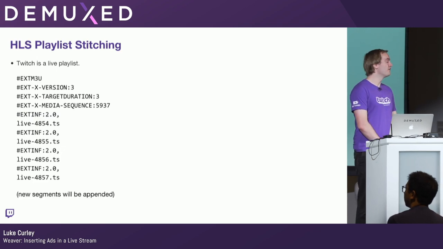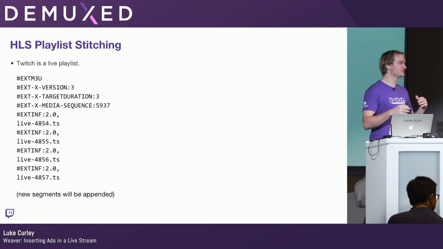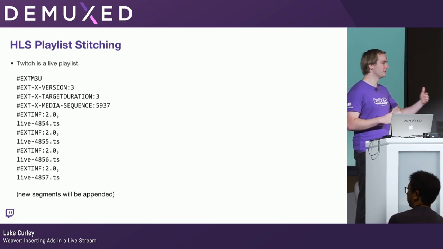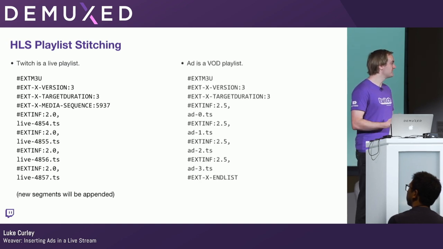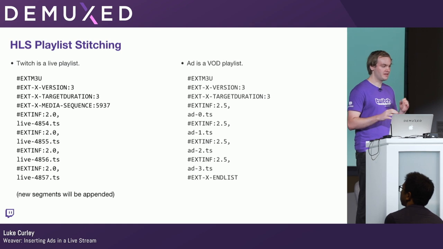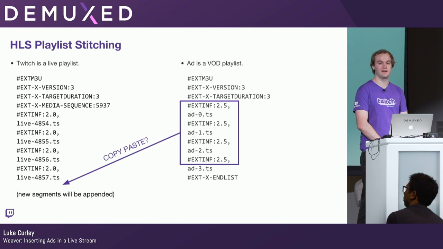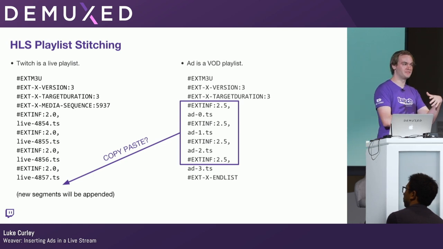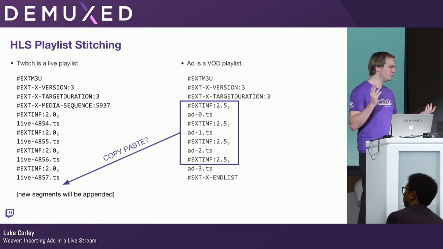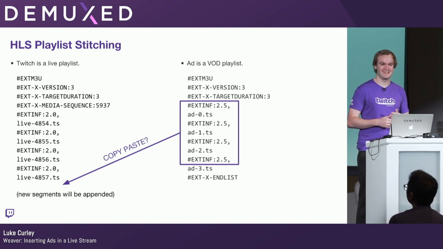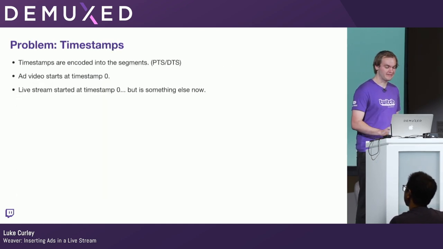So we have a live playlist. In this case, this is one of our Twitch streams. Everything's just durations followed by URL, duration, URL, duration, URL. And then we have an ad, which is the same thing, except it actually has an end list. Now, the whole theory of ad stitching is pretty much taking this VOD and putting it at the end of a live stream, and then once the VOD's over, continue the live stream like nothing happened. But how do you do that? Are you just allowed to copy-paste? Not quite. It's not actually HLS compatible. So we have to do some little extra stuff.